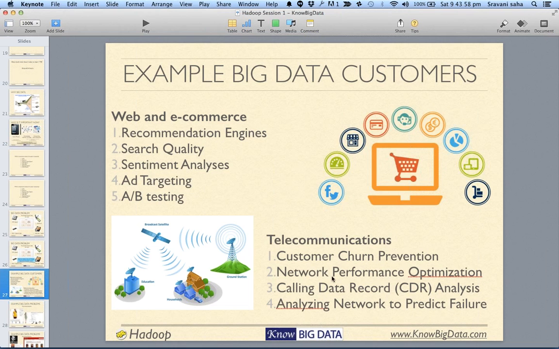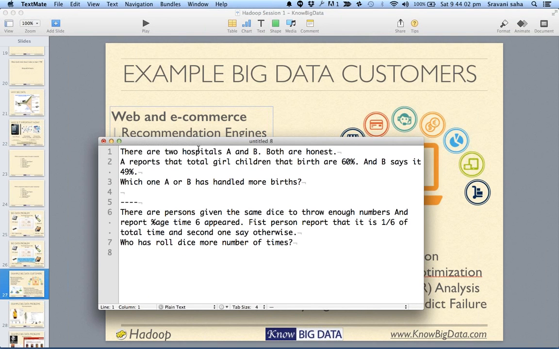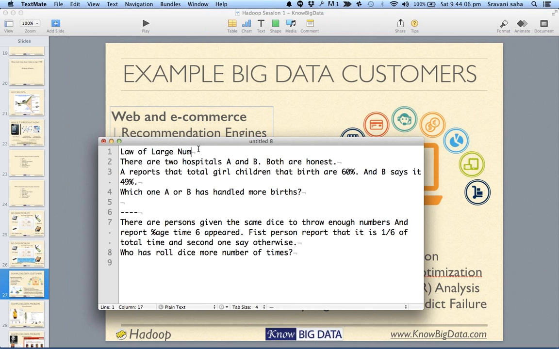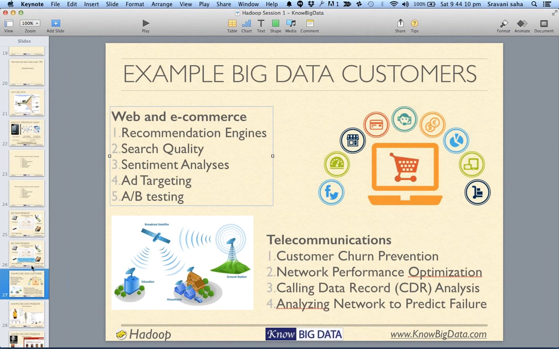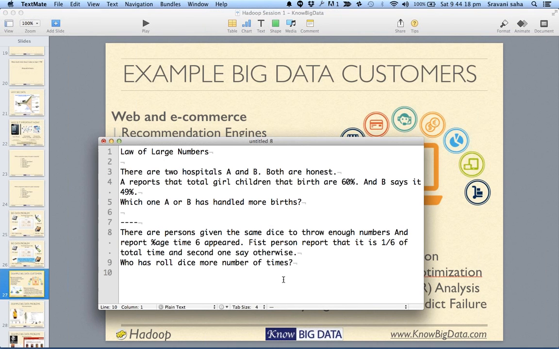You got the answer? All right, so that's the law of large numbers. We call it the law of large numbers. Going ahead, yeah, that is correct. The first one is closer to reality, because the total number of times 6 will appear is 1/6 of the total, and therefore the one who rolls the dice enough number of times will get those numbers.